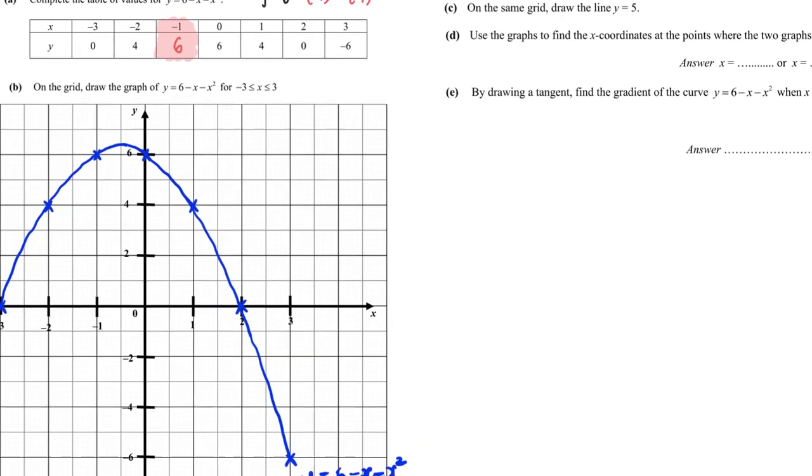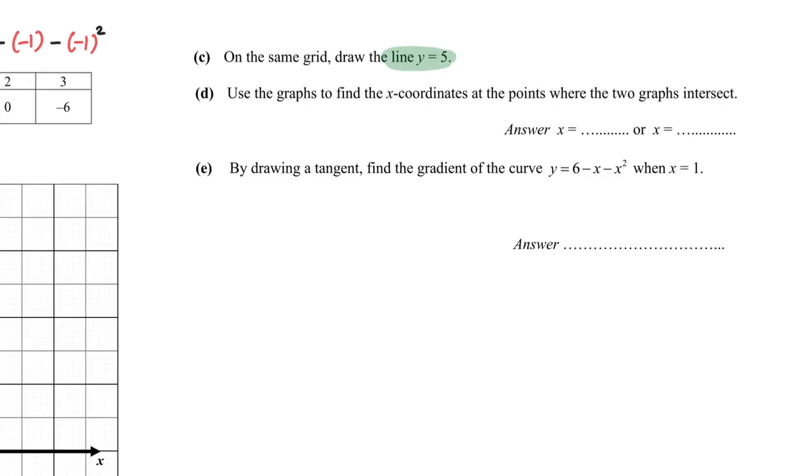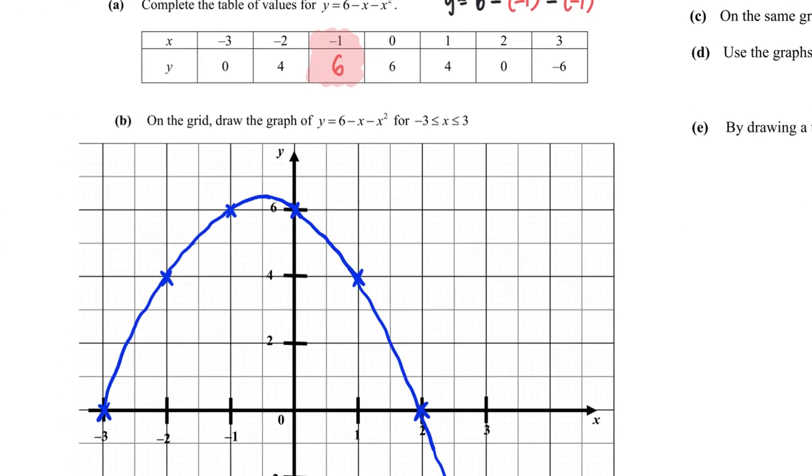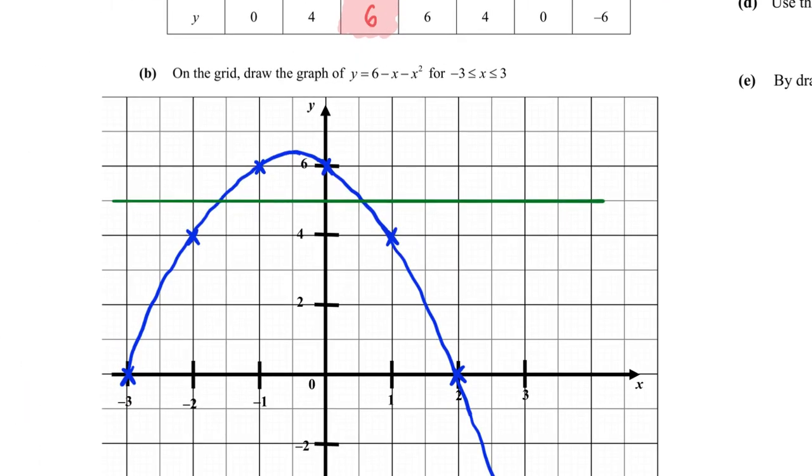Part C. Draw the line y equals to 5. This one happens to be a, please remember, this is going to be our horizontal line. All horizontal lines start with y equals to something, and therefore I'm going to pull out my ruler. And I'm going to just zoom in, so this will be my y equals to 5. This is for my part C.